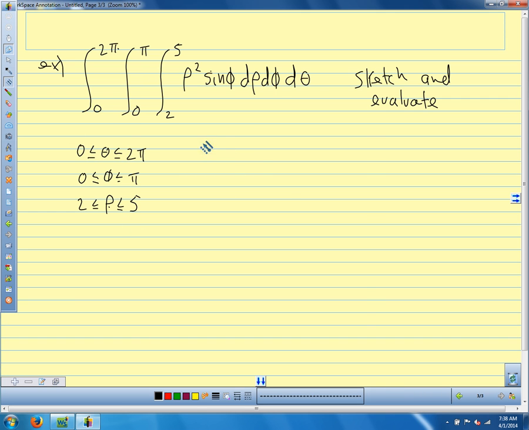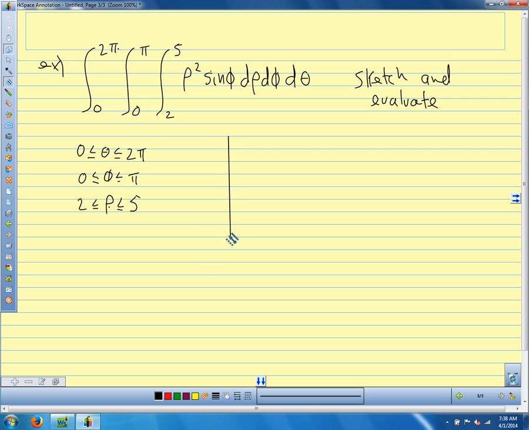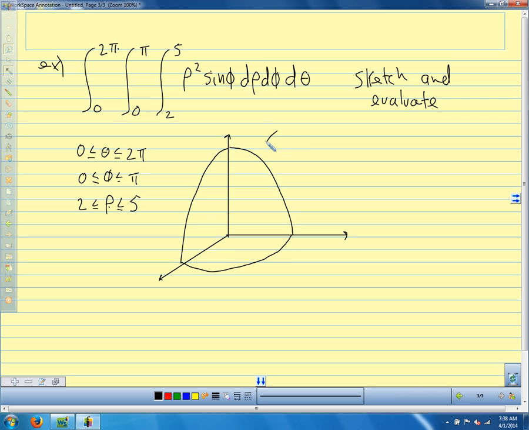So if I draw a sketch here, I'm just going to draw it in the first octant. Here is a sphere with radius 5, and here is a sphere with radius 2. So we're evaluating this integral all the way around here, and it would go down into the lower octants. We're evaluating from rho equals 2 to rho equals 5. So what we're looking for, rho squared sine phi d rho d phi d theta, is dv. So what we have is the triple integral over Q of dv.